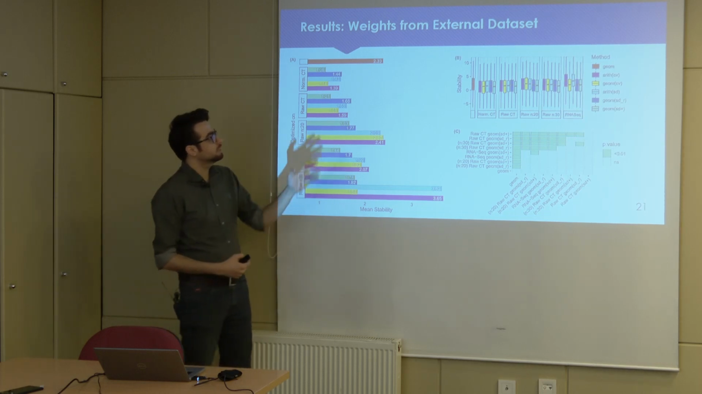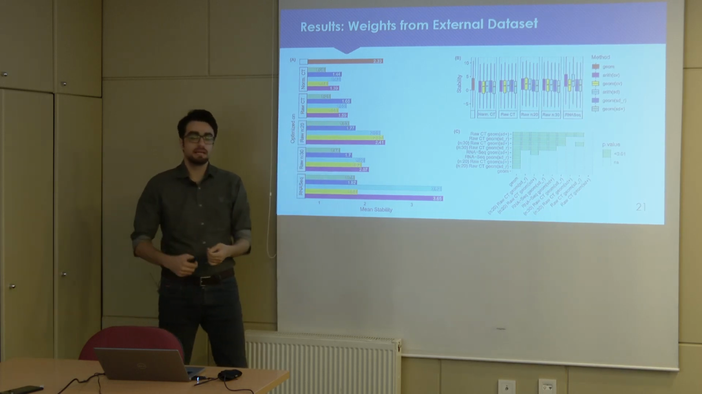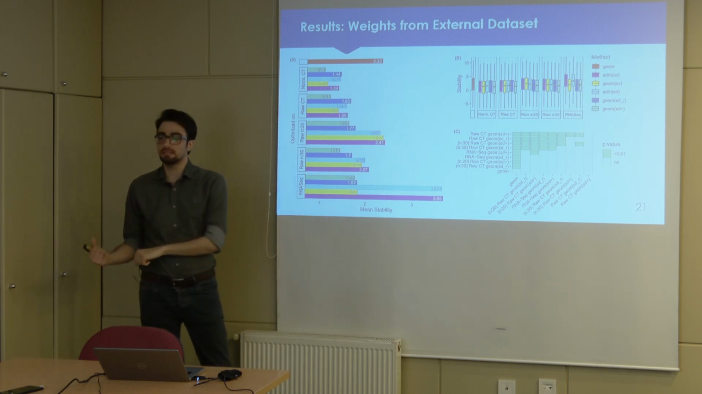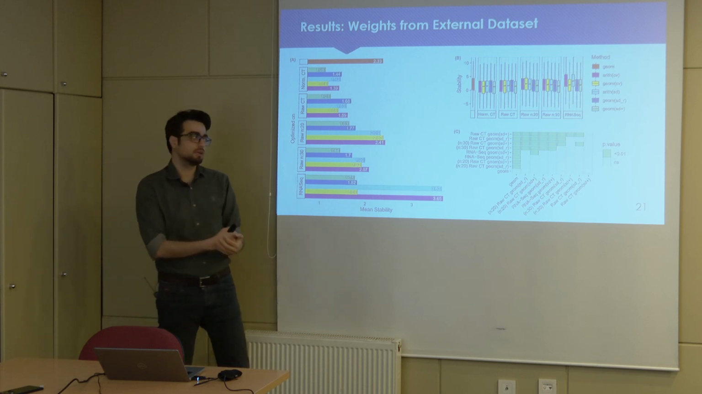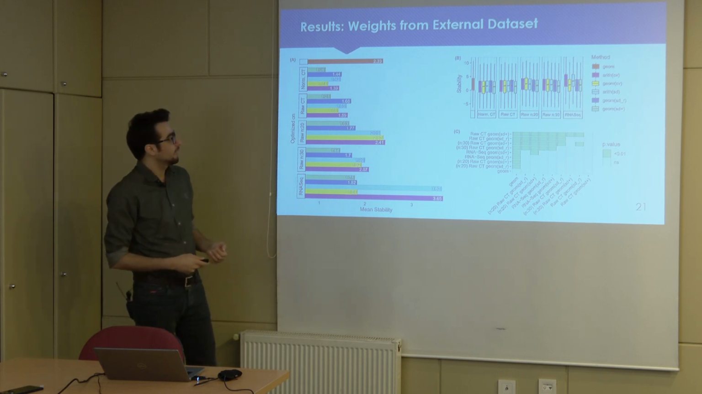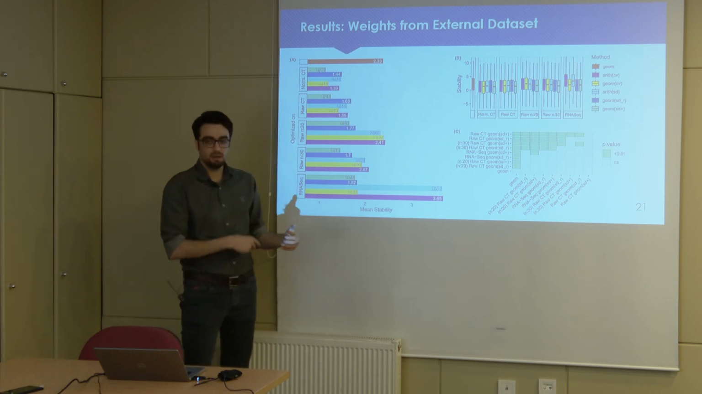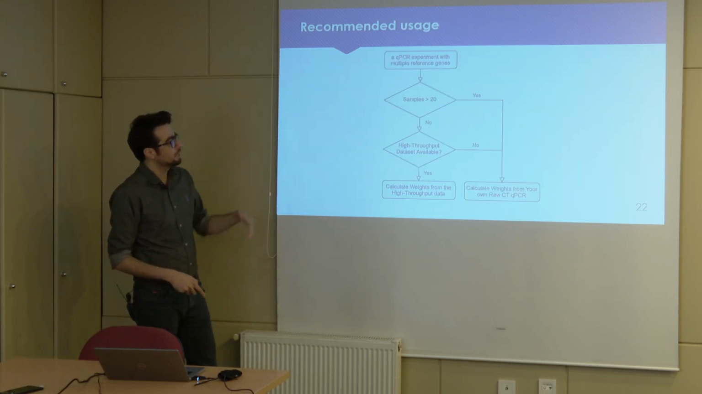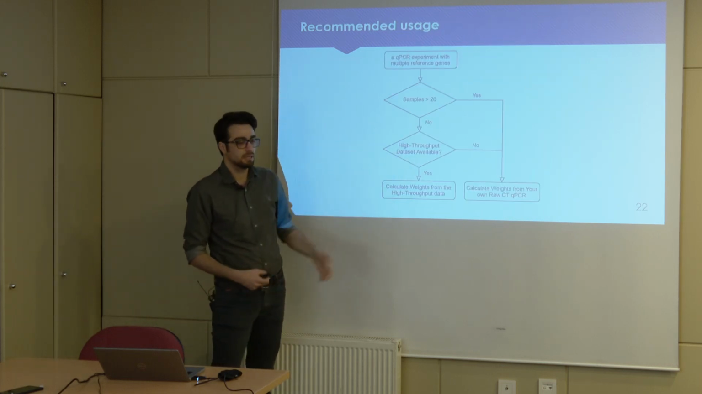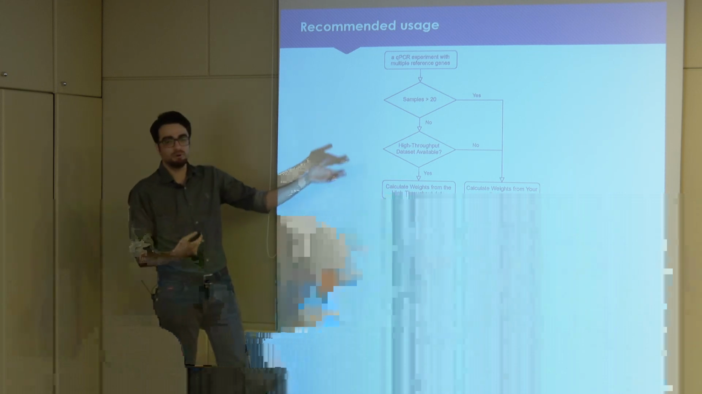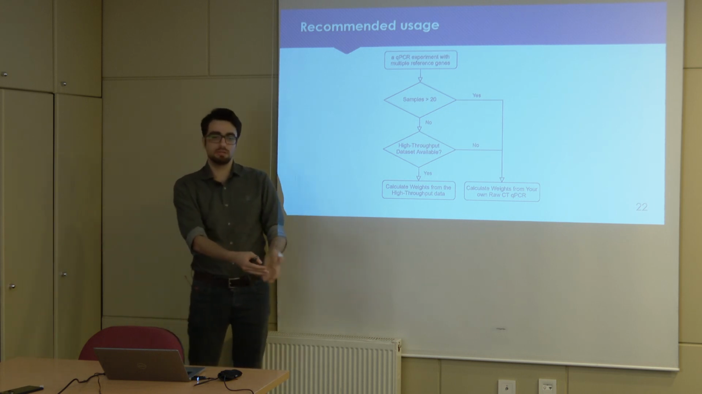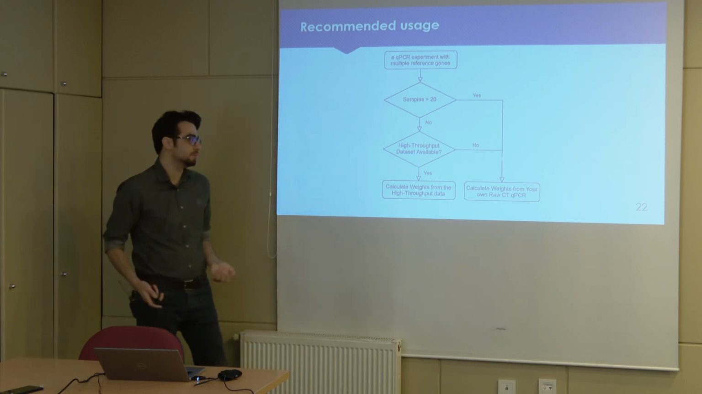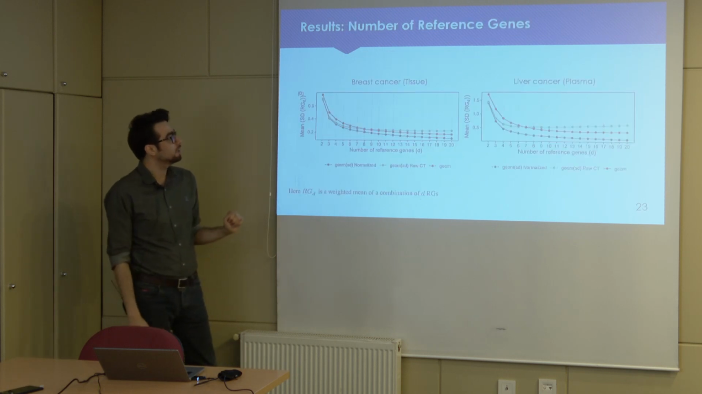Another thing that we investigated is whether we can calculate the weights from an external data set, like an RNA-seq data set, and just plug them into a qPCR data set. I won't explain all the details of this. We have proposed how this can be applicable based on the number of samples, and which one is better: using an external data set for the weights or just the actual experiment that you've done on qPCR. So I'll skip this part.